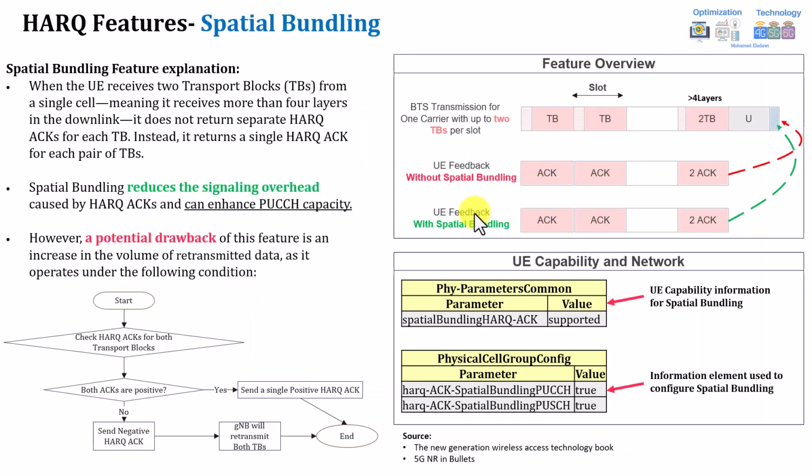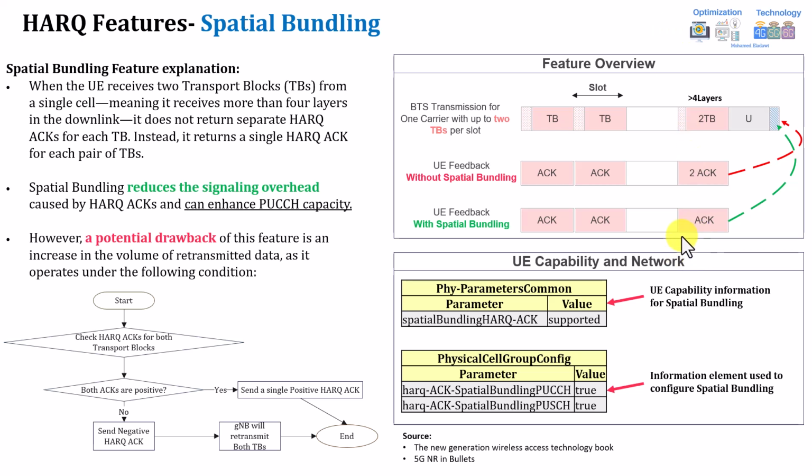This is an additional feature, which can also be very good for PUCCH capacity improvement. It is called spatial bundling, as you can see here. The main idea is, if you remember in the previous example of two transport blocks, the user sends two different acknowledgements to the uplink. That's why the load is increasing. When you have more carriers or more transport blocks, you need to send additional acknowledgements.